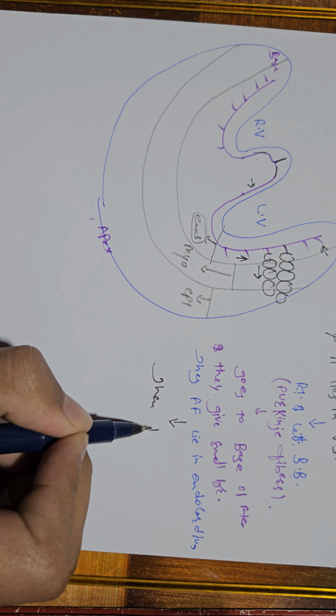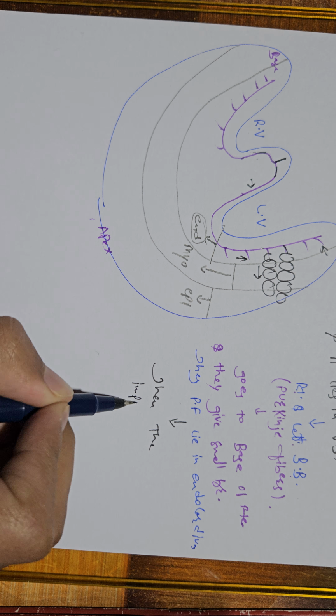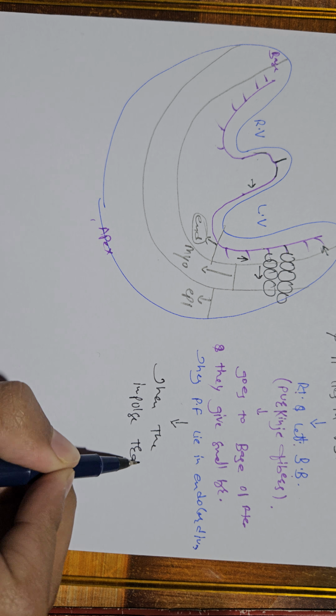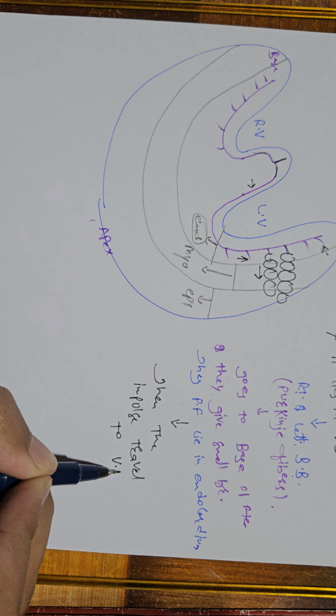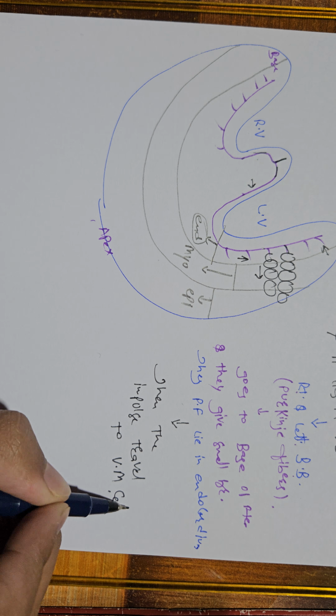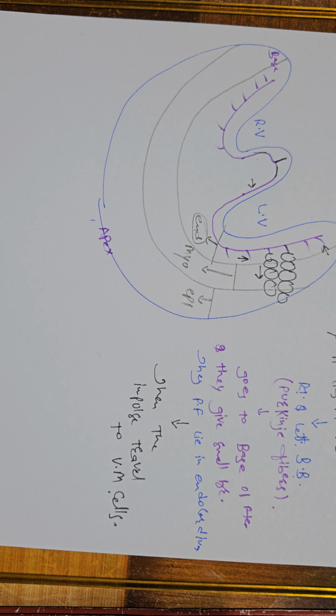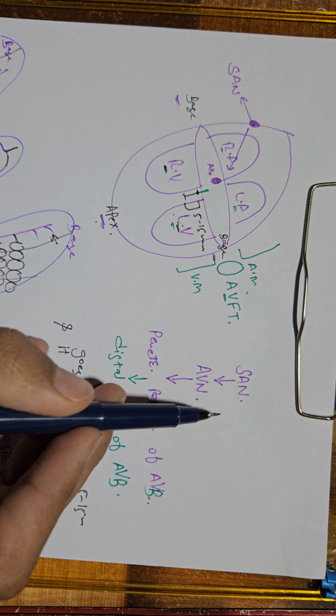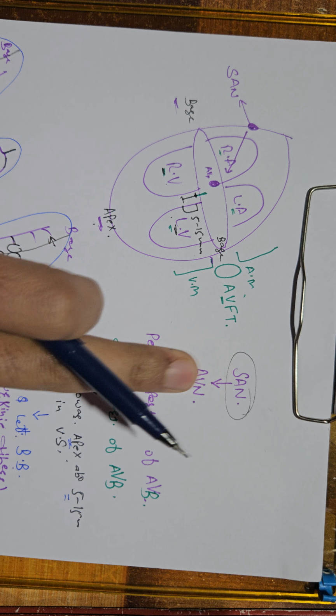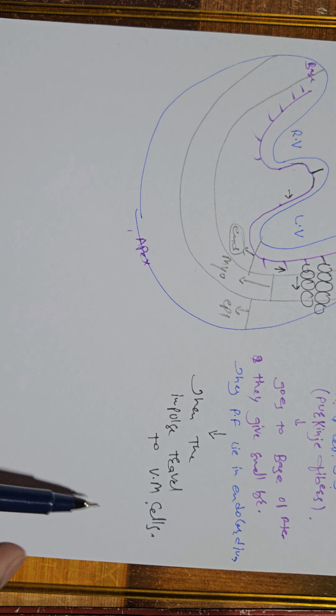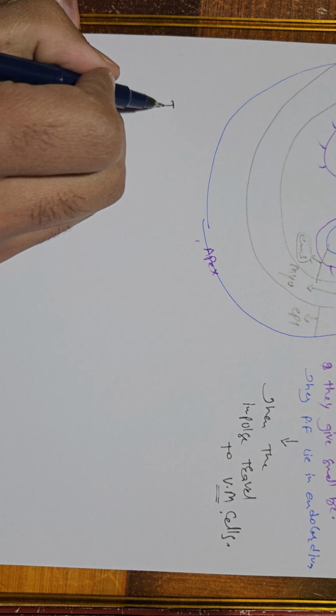Then the impulses travel to the ventricular muscle or ventricular muscle cells. Is that clear? So impulses are generated in the SA node and they travel this pathway, and the impulses go to the ventricular muscle cells. Now we will talk about the timings.